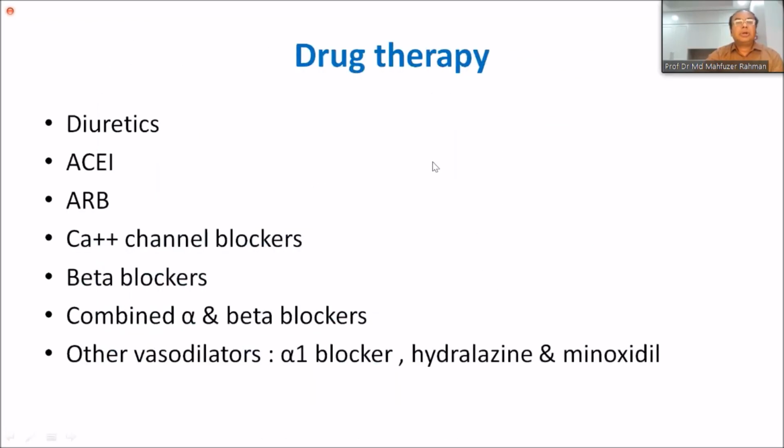So, what are the drugs used in treatment of hypertension? Diuretics, ACE inhibitor, ARB, calcium channel blocker, beta blocker, combination of alpha and beta blockers, and other vasodilator like alpha-1 blocker.